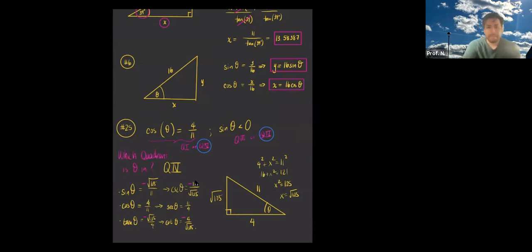Okay. I hope that makes sense. And then number 7 of Felipe is very similar. It's very similar to number 6 that we just did.